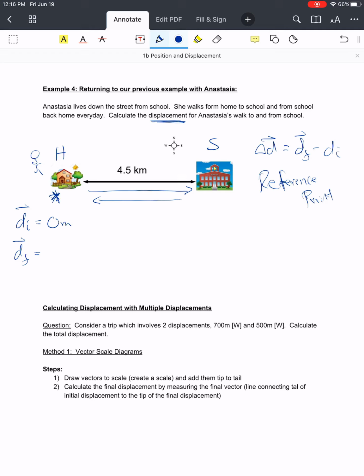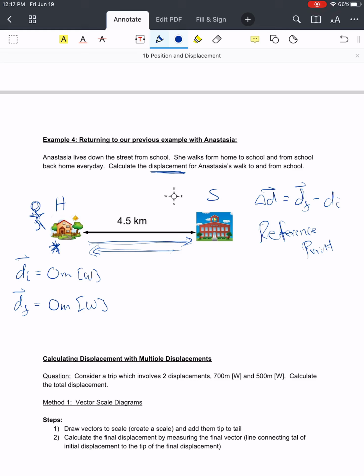Now, when I get back home, so I go to school, and then I get back home, I'm going to be 0 meters away again. My final position, I'm back home again. Now, these technically need directions. Because of that, you also have control over your direction. So I'm going to say west is positive, which means east would be negative. So that's going to be positive 0 meters. That's going to be positive 0 meters.